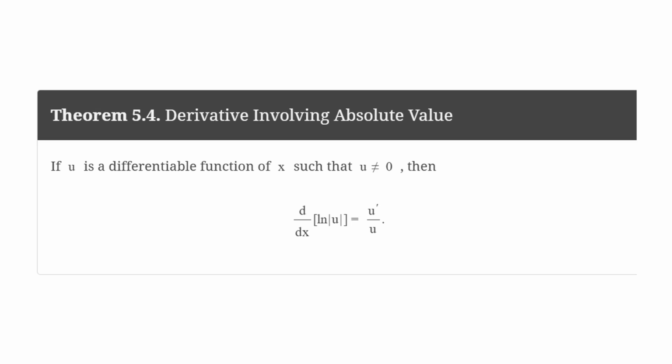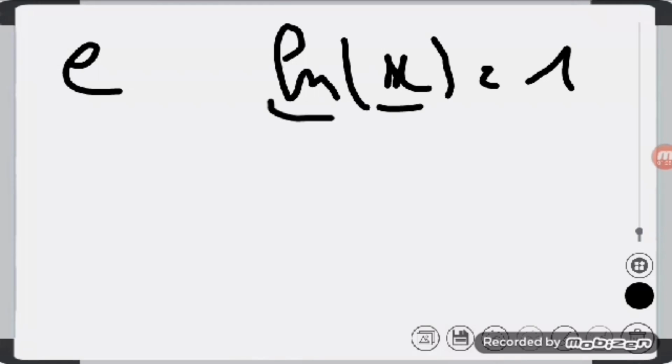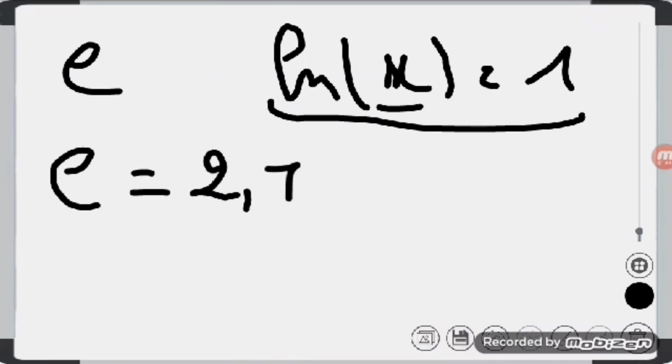We may also define the number e, which is the solution for ln of x equal to 1. e is a particular solution for this equation, and e is just a number which is equal to 2.71 something. It doesn't stop.